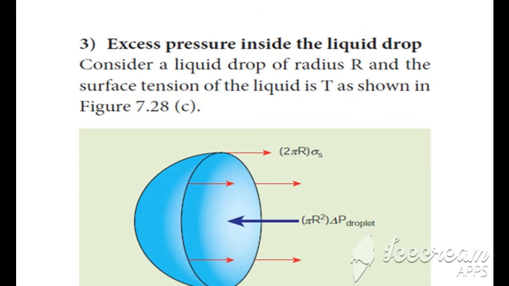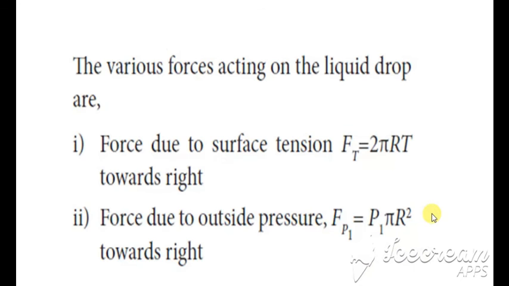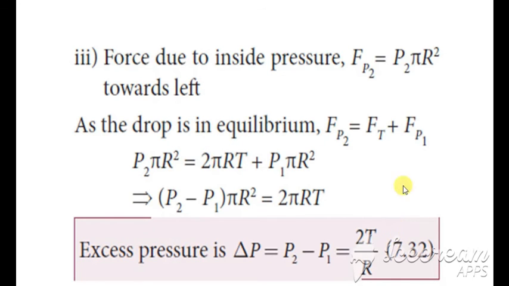Next, consider a liquid drop. This also has a radius r and tension T. Here is the surface area. Clear? In this, the force due to surface tension is given by 2 pi r into T, and for outside pressure, P1 into pi r square, and same way for inside pressure, it is P2 into pi r square. Same way with this formula, bring this to this side and cancel with this value. So we get 2T divided by r.